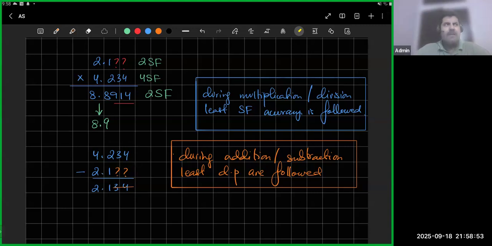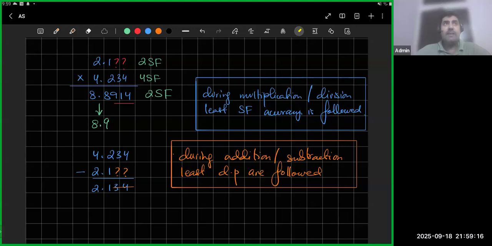Is this clear? Most of the time, sometimes Cambridge is going to cut marks for that. They have cut marks for that, especially in practicals, because there different apparatuses have different accuracy. And significant figures is basically accuracy.